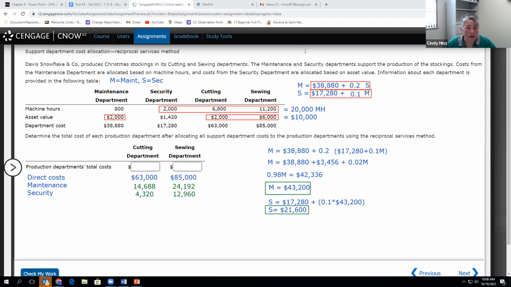Now we can add those together. $63,000 plus 14,688 plus 4,320 is 82,008. And for the sewing department, 85,000 plus 24,192 plus 12,960 is 122,152.